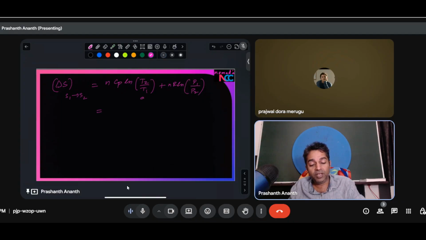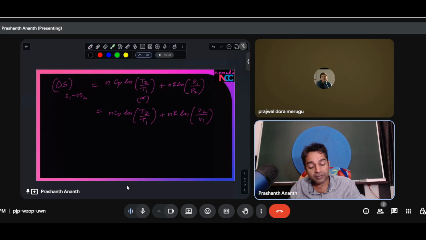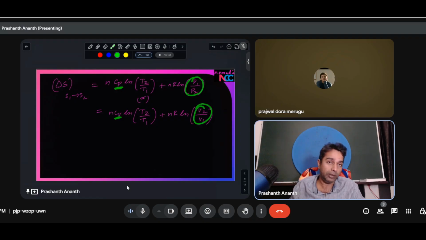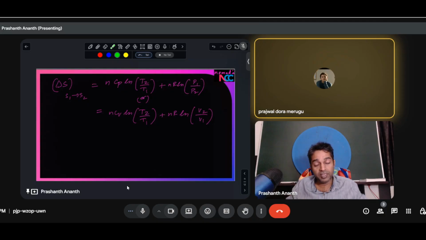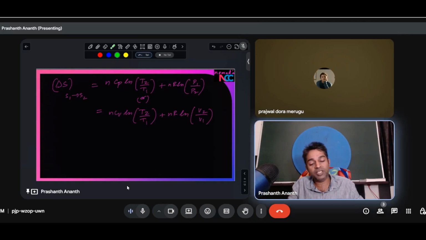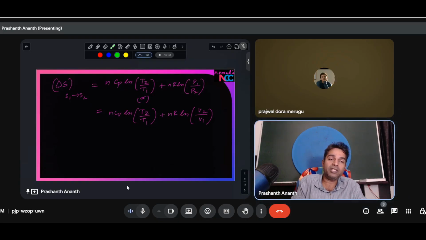If you put CV and go, that means the isochoric path, if you are taking nCV ln T2 by T1, then you have to definitely put the volume components only over here, nR ln of V2 by V1. So the idea here is, if you are putting CP, you have to have P1 by P2. If you put CV, you have to have V2 by V1. You are clear with the formulas for delta S for a random process? Yes, sir. This is for any kind of process which is gas in a box. As long as the number of moles is not changing, you can proceed like this.